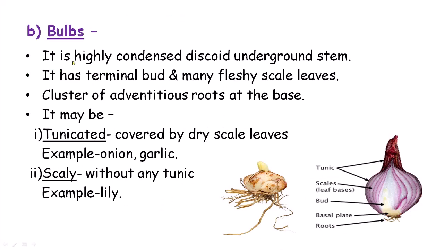Next type of the underground modification is the bulbs. It is a highly condensed and discoid underground stem. It has a terminal bud and mainly it has many fleshy scale leaves. Clusters of adventitious roots are at the base of this part. And it may be tunicated or scaly. In case of tunicated, it is covered by the dry scale leaves like in the onion and garlic. And in the scaly type, it is without any tunica. Example is the lily.